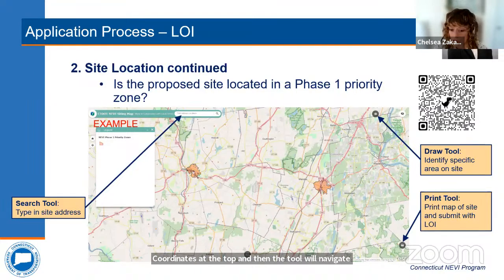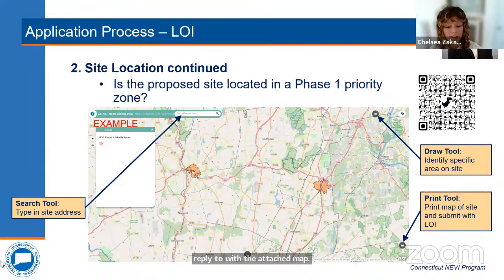You can use the draw tool in the upper right-hand corner to draw the approximate boundaries of your proposed site. But most importantly, the print tool at the bottom right will allow you to create a map of your screen view in a variety of file formats, PDF, JPEG. And when you submit your LOI form, as Jackie was just mentioning, you'll receive a confirmation email that you will then reply to with the attached map discussed here.